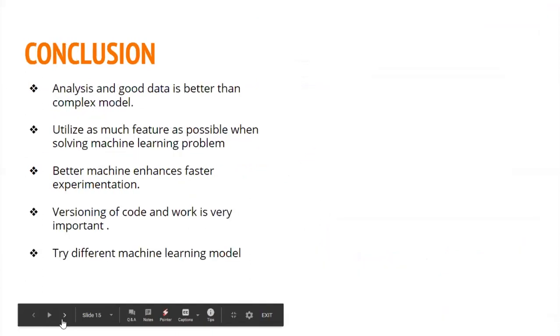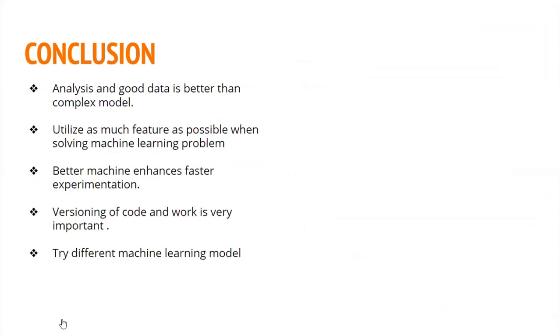So, very good data. It's very useful that you try as many features as you have when solving a machine learning problem. You try what works, try what doesn't work. It's all about experimentation. How fast can you think? And experience also comes into play. Also, as I always say, a better machine enhances faster experimentation. If you have a very good machine that enables you to train a particular model within a few seconds, you can try another idea. It also gives you an upper hand.